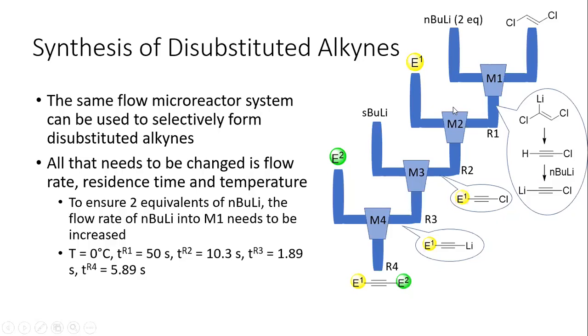This exact same setup as before can also be used to produce disubstituted alkyne products instead. All that we need to change is the residence time and the temperature. As you can see here, stoichiometrically, we need 2 equivalents of N-butyllithium in order to go into microreactor 1 here. So in this example, we can form the beta elimination product in the first microreactor here. And the whole system can be run at 0 degrees Celsius, similar to what can be achieved in batch chemistry.